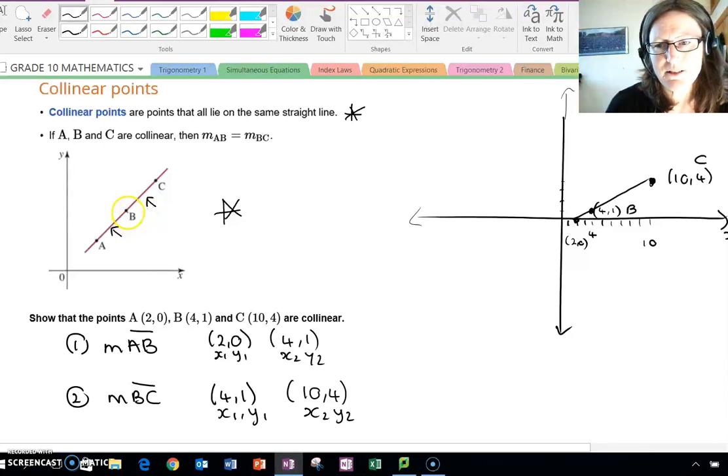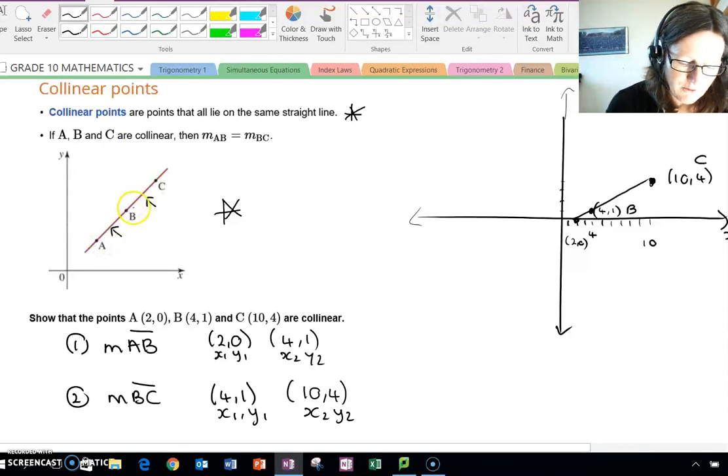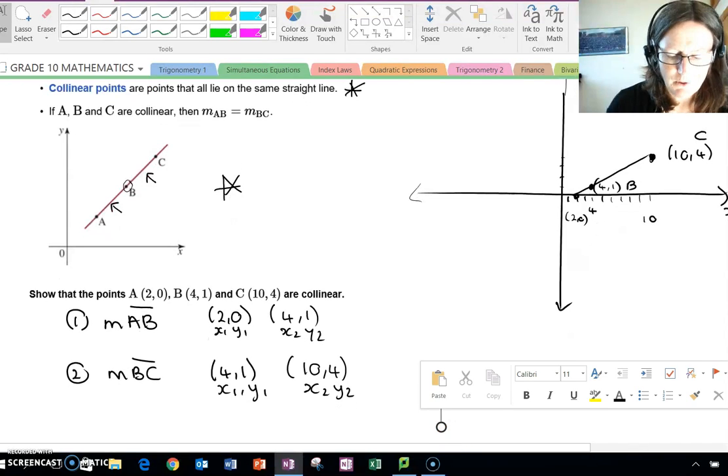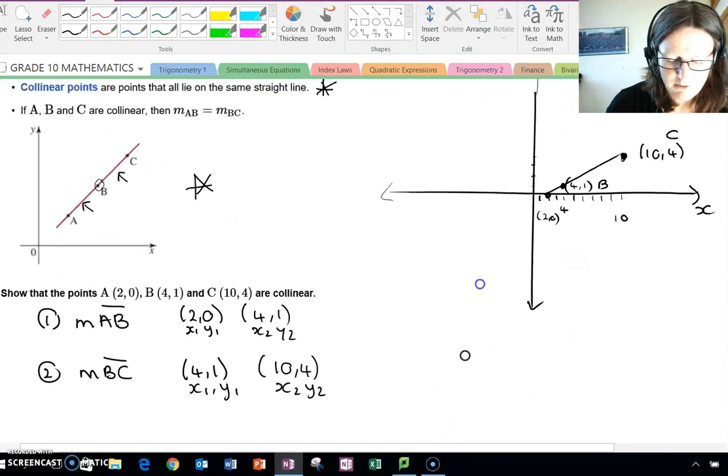That's pretty obvious. You can see the steepness of that line is the same. And they're collinear, they're all on the same line, because they have that common point, point B. So we're going to look at a specific example here. I've done a rough sketch.